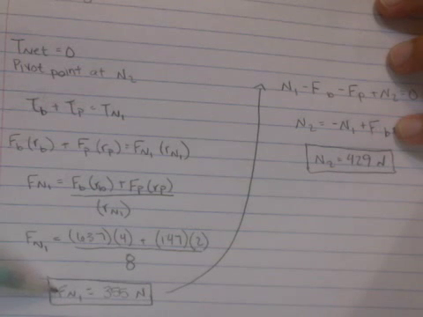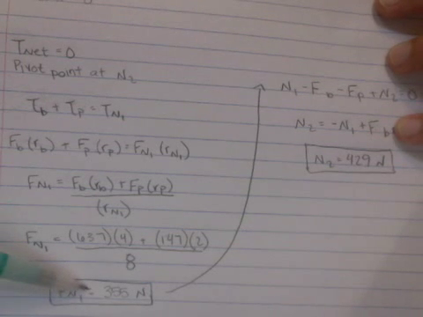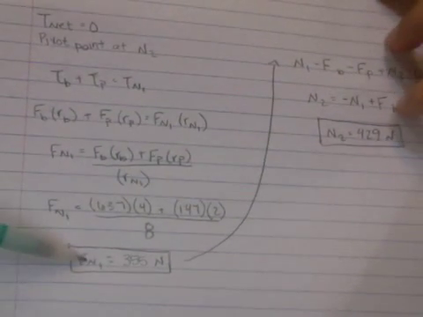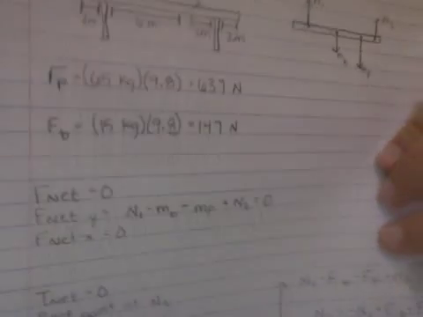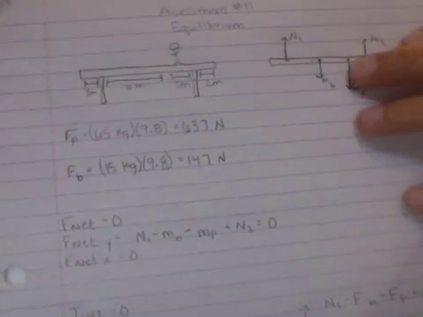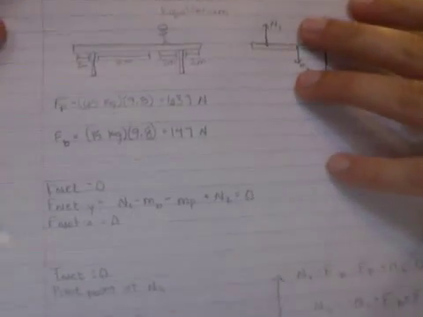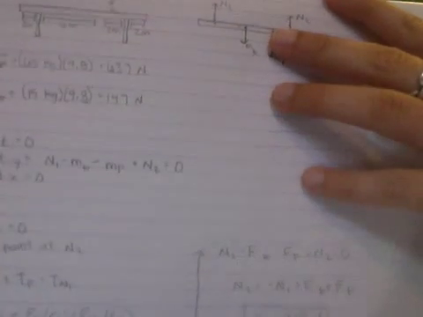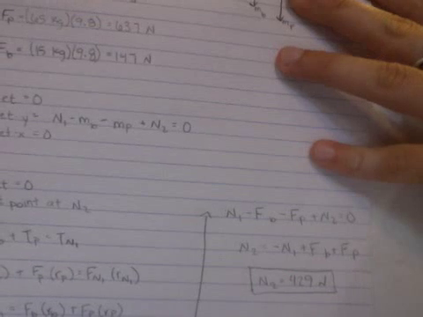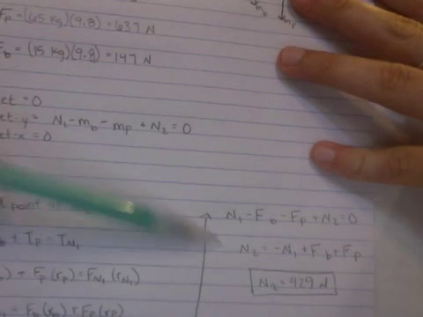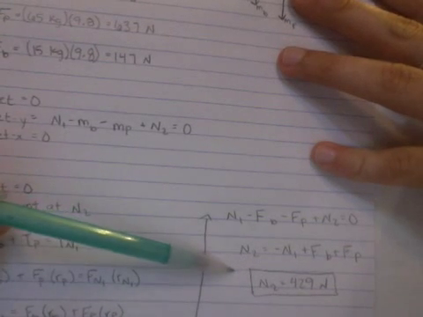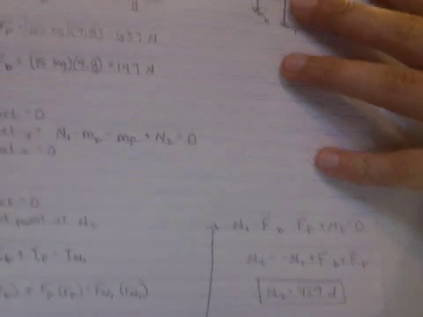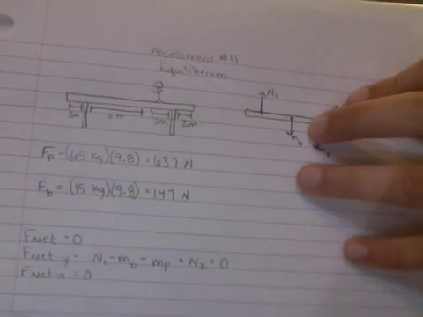And we get that N1 is 355 newtons. All you do now is plug what you got for N1 into your original equation to find the force of N2. When you add everything together and subtract it out, you get that the force of N2 is 429 newtons. Like I said, this is assessment number 11.